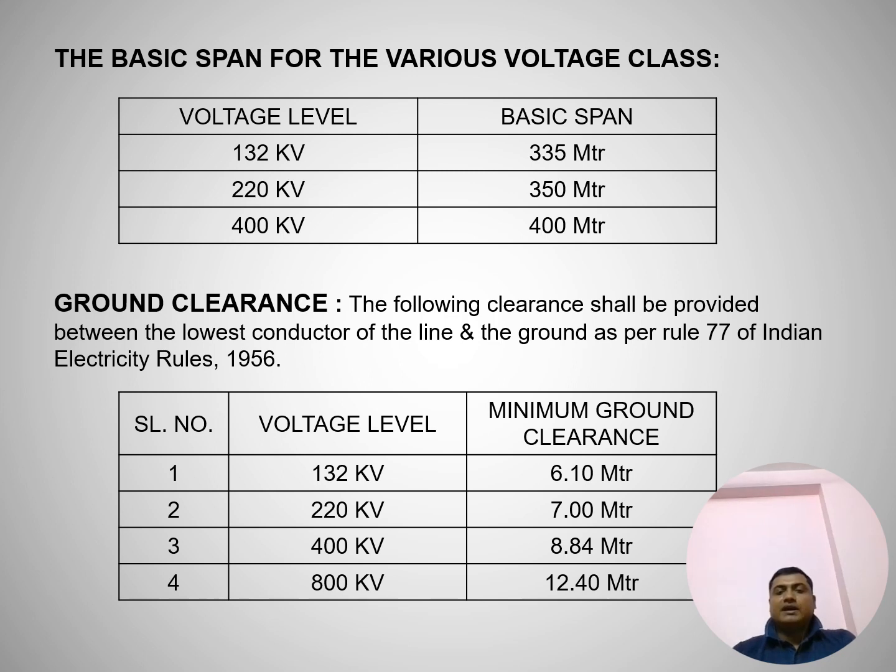And the minimum ground clearance we have to maintain for 132 kV is at least 6.1 meter. For 220 kV, we will have to maintain minimum 7 meter ground clearance. For 400 kV, we will have to maintain 8.84 meter ground clearance. And for 800 kV, we have to maintain 12.40 meter ground clearance. This is as per Indian standard, as per IS.